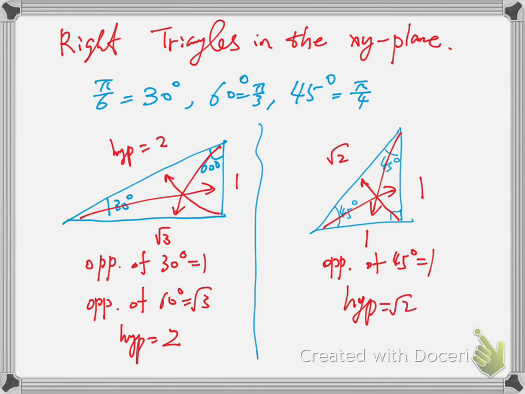Now there is another model for this 45. They will use radical 2 for the opposite of 45 degrees, and then 2 as the hypotenuse. So they are equivalent models. This is how we label the right triangles.